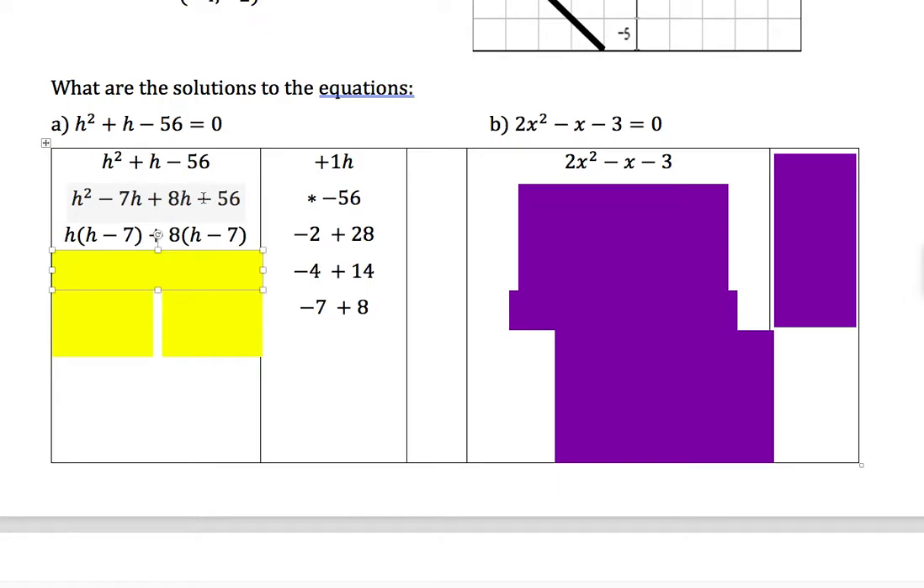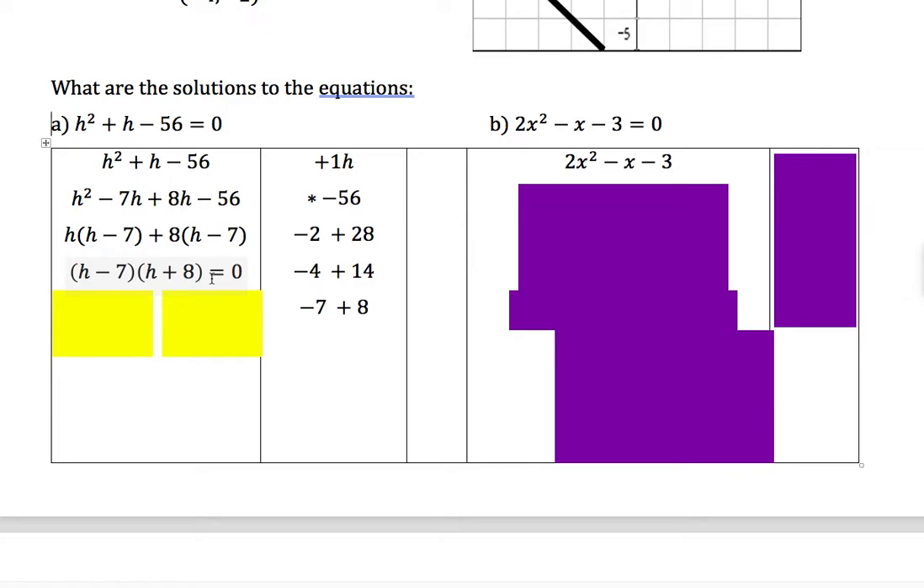And then the second two terms, it looks like we can only pull out an 8, and we're left with h minus 7 in parentheses. So now both of these terms have the h minus 7. So we can factor that out, and what we have left is the h and then the plus 8 over here. So those are our two factors.